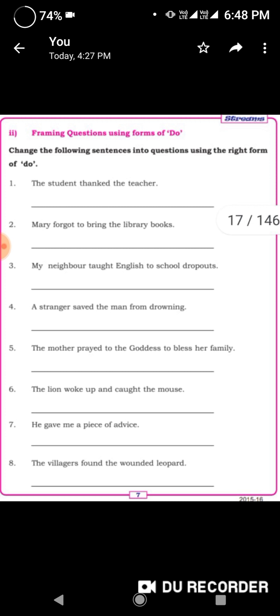Example, she gave me a piece of advice. Look here. The main verb is gave, which is the past tense of give. So, it becomes, did she give me a piece of advice? So, these are the rules to change a given sentence into a question using the right form of do.